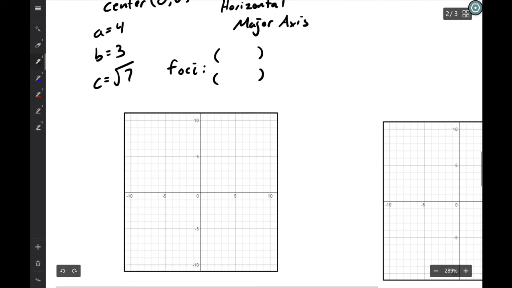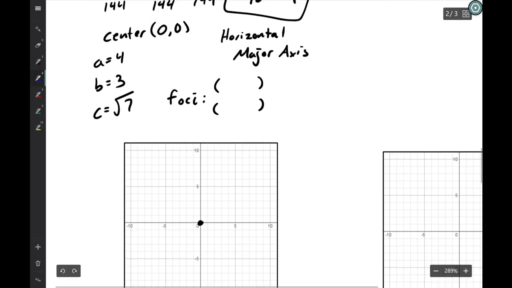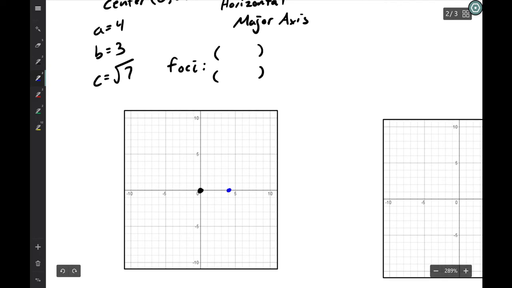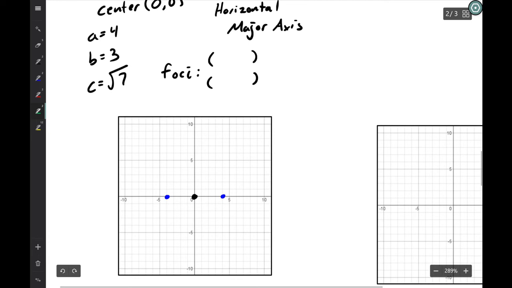Okay, let's graph these. Center first, 0, 0. And then I know my major axis is horizontal, so I go over 4 this way. My A distance, my minor axis is vertical, so I go up 3. And then I'm going to go over my C value, which is the square root of 7, which is a little bit less than 3. And there we go. I have it graphed.